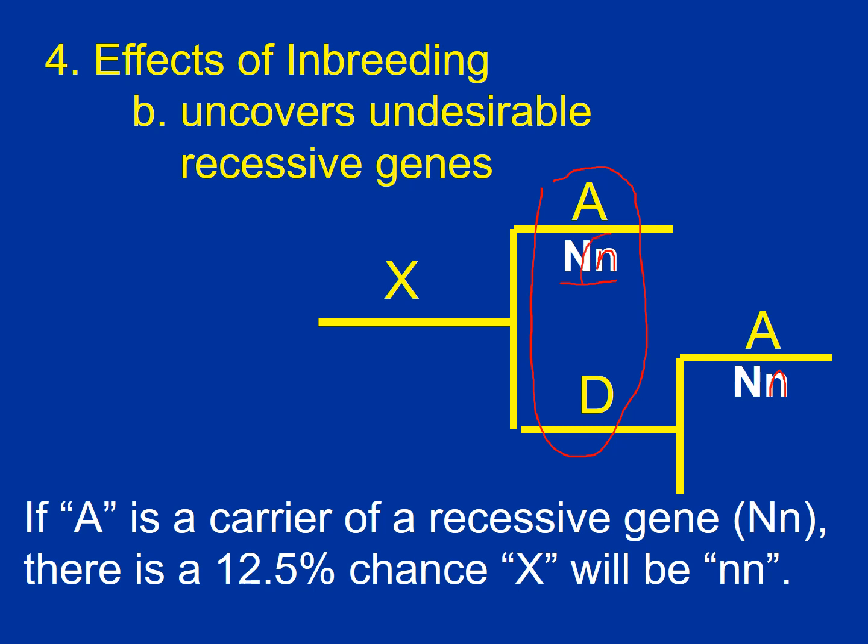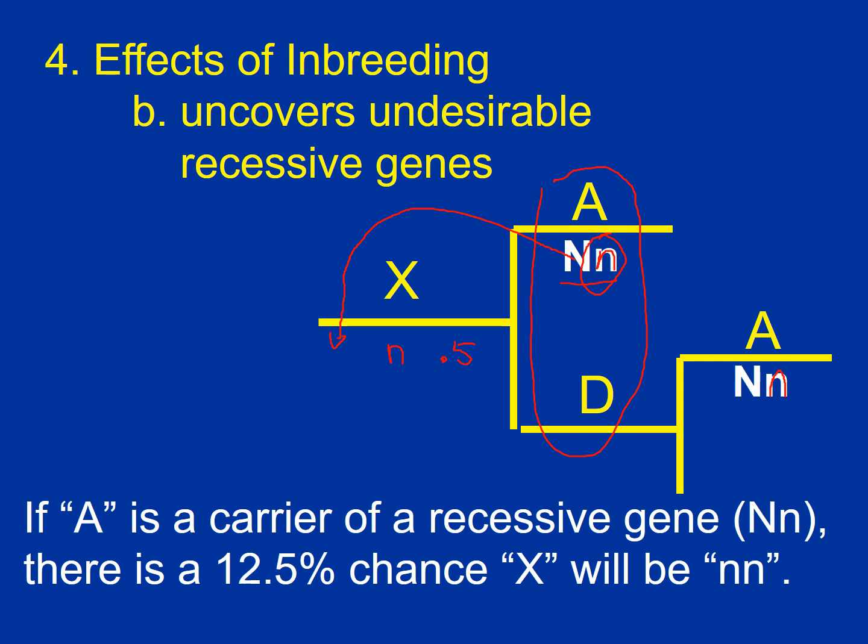So this little n here can be passed on to this individual, and coming down that end, there's a 50% chance. Let's do 0.5. You've got a 50% chance that the little n, the recessive genetic defect gene, is going to be passed on from the parent to the offspring.